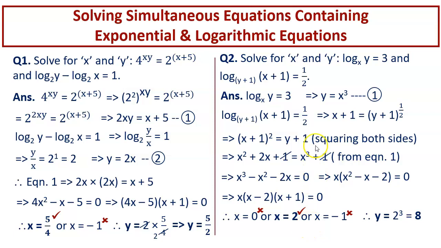So, students, this is how you solve simultaneous equations. Over here, we have taken only 2 variables. You can have, of course, 3 variables. That will be even more complicated. So, I have confined myself to 2 variables. And in your IBHL also, you will not have 3 variable simultaneous equations containing exponential and logarithmic equations. So, it's better to stick to 2 variables.